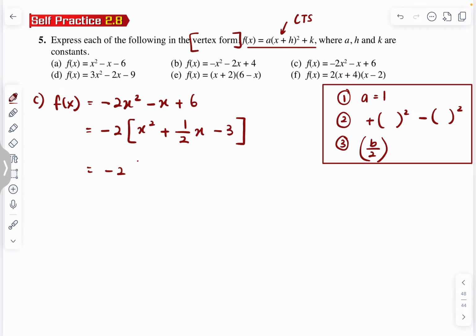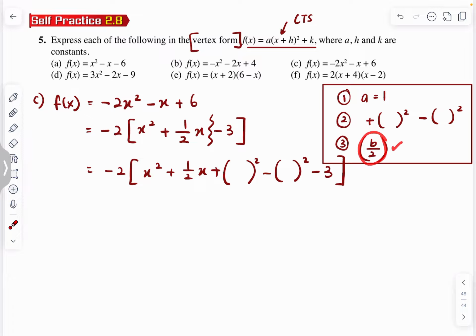Then we follow the next step. Next step is to break it here. Plus bracket square minus bracket square and then minus 3. Then the third step will be inside the bracket we must add b over 2. So our b is 1 over 2. So 1 over 2 divided by 2 will be 1 over 4.